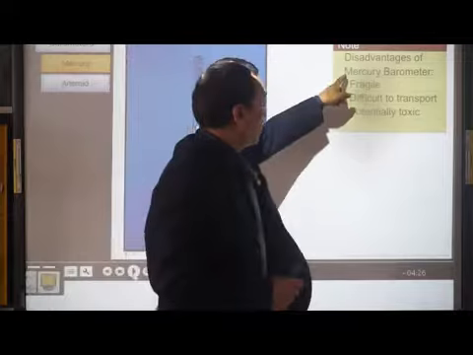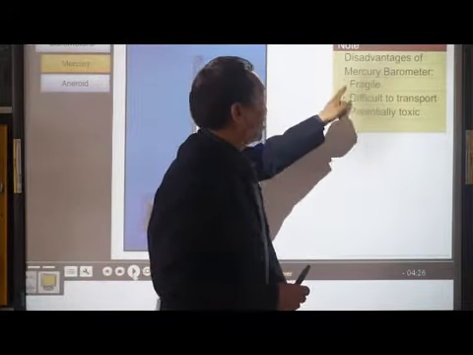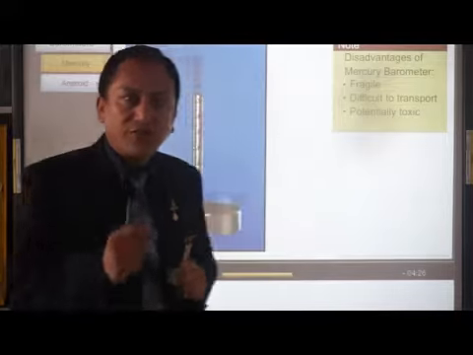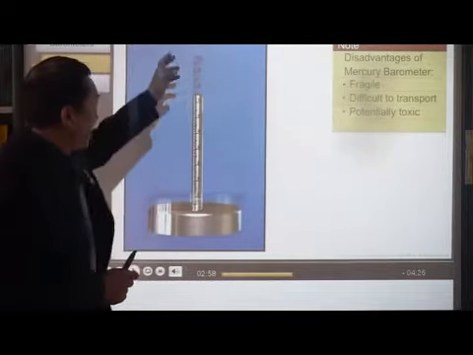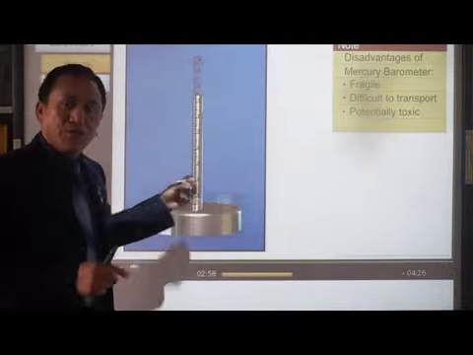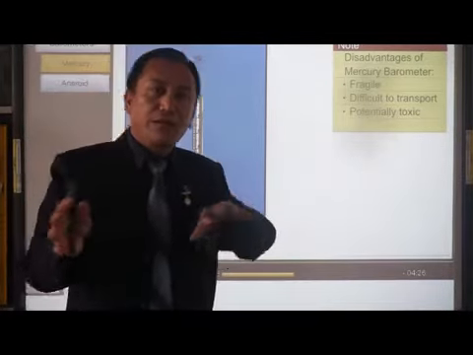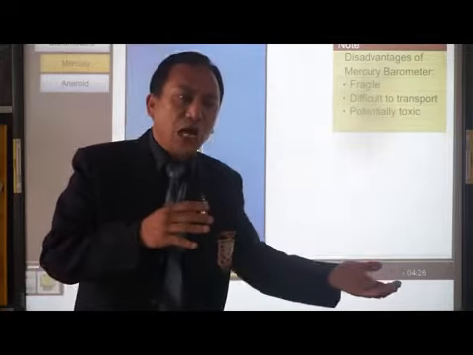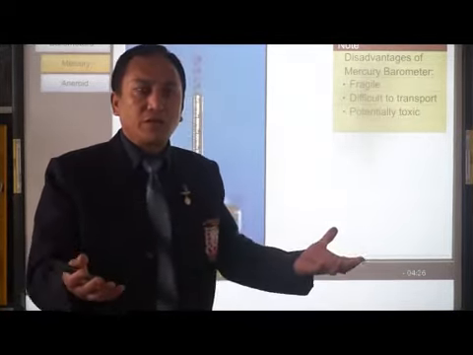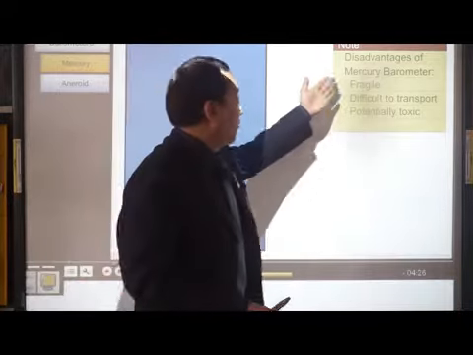The first one here is that the Mercury Barometer is very fragile, very delicate. Why is it fragile? Because it has a U-tube, a glass tube, which is inverted into a bowl of mercury. Very fragile. It can break. If it topples down and falls on the ground, it breaks into pieces. So it's very, very fragile.